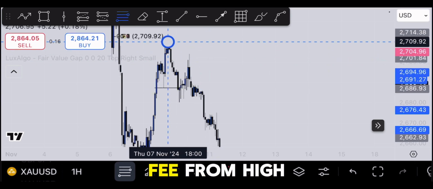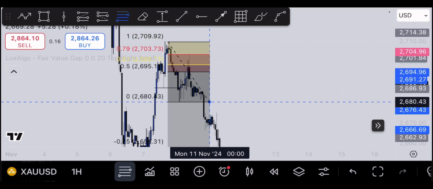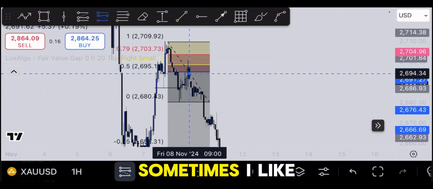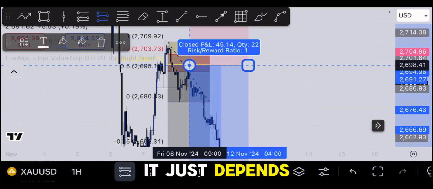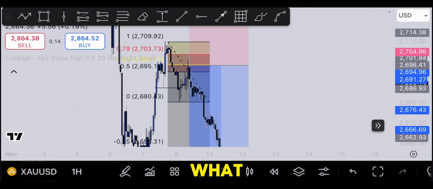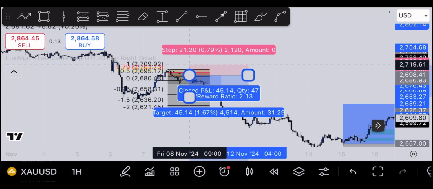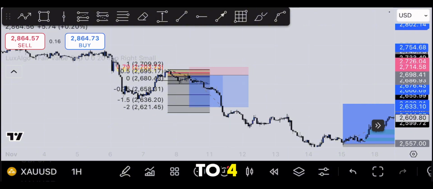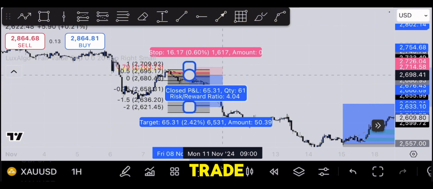we draw our fib from high to low. We get our entry either at the 50% or at the optimal trade entry. Sometimes I like the 50%. It just depends on the conditions. Is the news coming up or what? And then we have our stop loss there, and our take profit is the 1:4. So this would have been our trade.